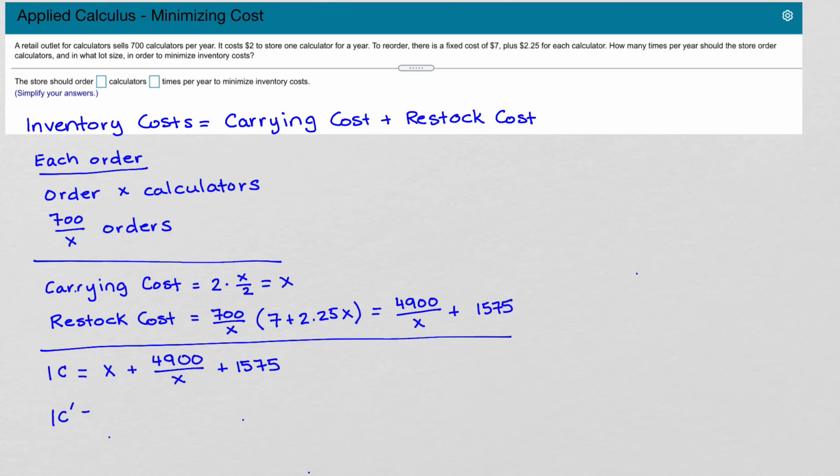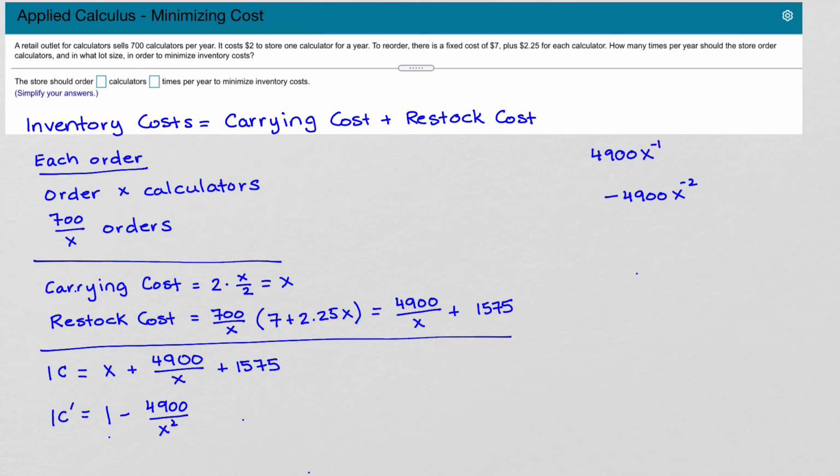And now I'm ready to take the derivative of my inventory cost. The derivative of X is just 1. The derivative of 4,900 over X, if I write this to the side as 4,900 X to the negative 1, is negative 4,900 X to the negative 2. So I'm going to write minus 4,900 over X squared. And the derivative of 1,575 is 0, so that's done.